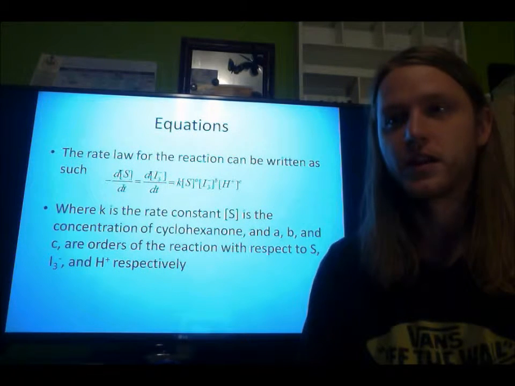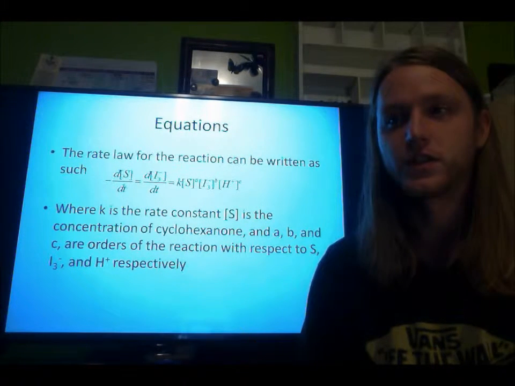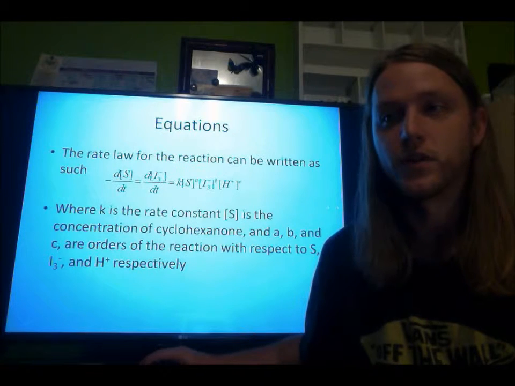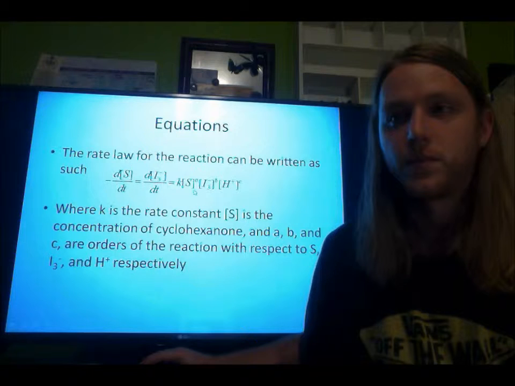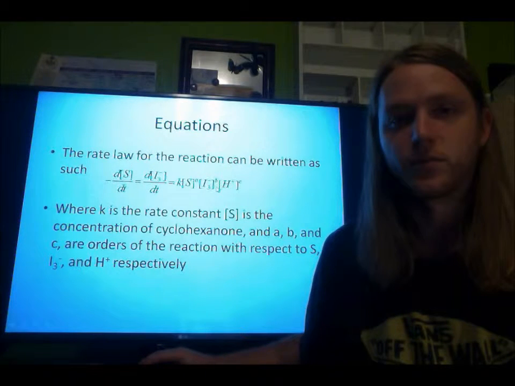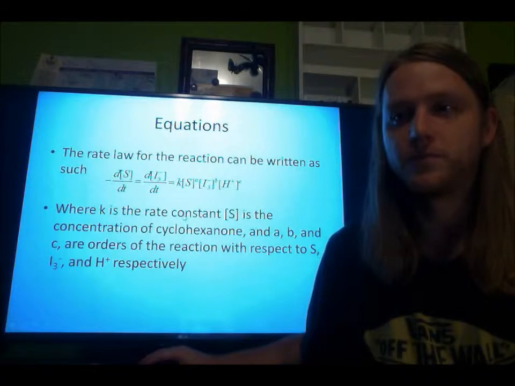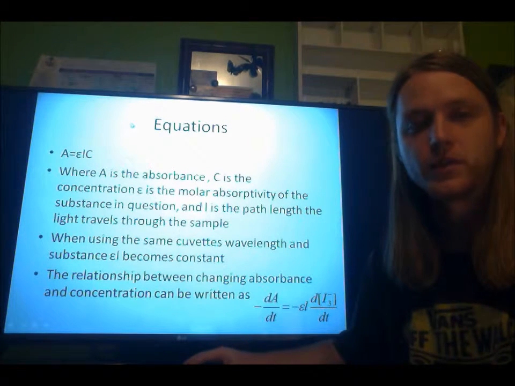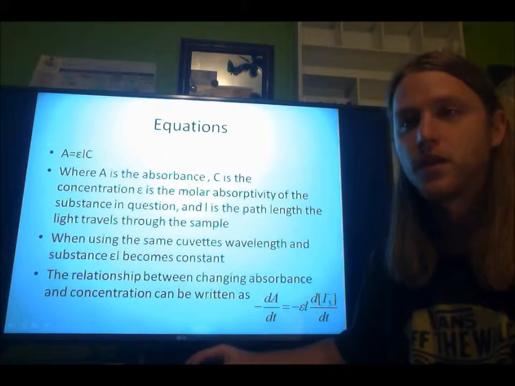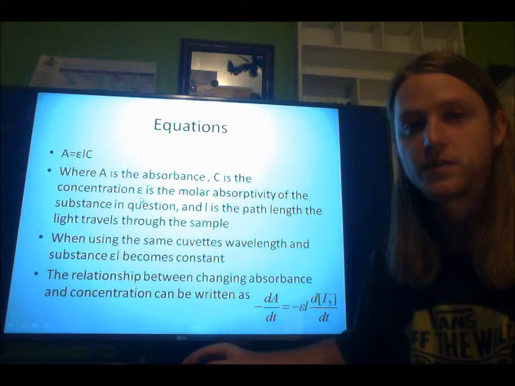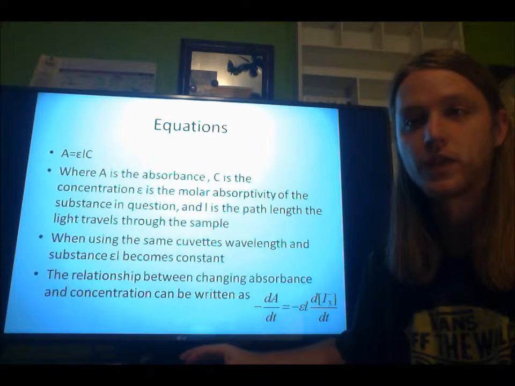A rate law can be written as such, where the change in concentration is equal to the rate constant times the concentration of each of the reactants to a particular power that needs to be solved for. More equations that we will be using in this experiment would include Beer's law, where A is the absorbance, C is the concentration. This E is the molar absorptivity of the substance, which depends on the specific substance in question and the wavelength that you'll be working at. L is the path length the light travels through the sample.